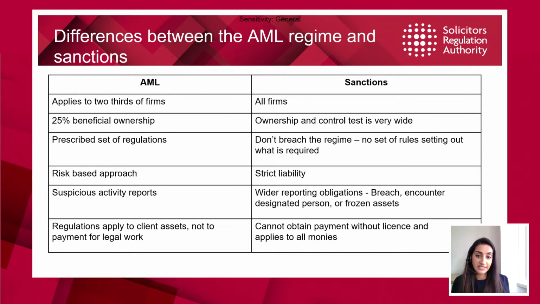And one of the other key differences is with AML, it applies to client assets, and you should be carrying out those source of funds checks against assets that you're holding in your client account, but it doesn't apply to fees that you obtain for carrying out legal work. Whereas with the sanctions regime, you cannot obtain any payment without a license, and it applies to all money that you receive.